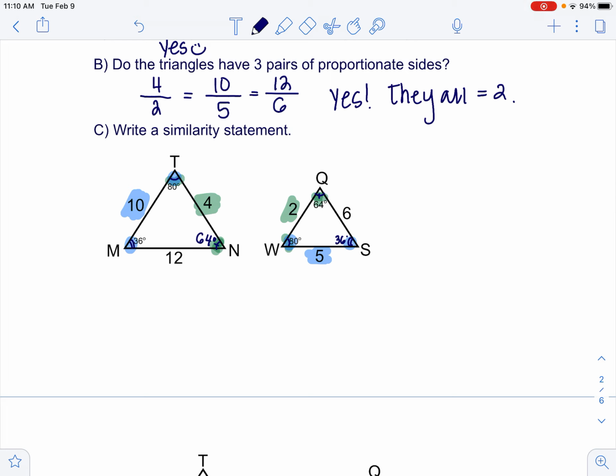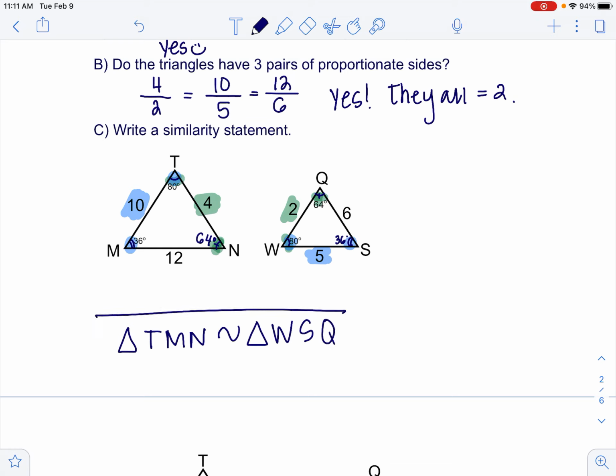C says write a similarity statement. So a similarity statement, you're using the similar symbol. These are triangles, so we're going to talk about each triangle. We'll start with the first one. We can call it whatever we want. I'm going to call it TMN. Now the second triangle, you have to match up the congruent corresponding angles. So T was congruent to W, and then M was congruent to S, and N was congruent to Q. So there's my similarity statement.